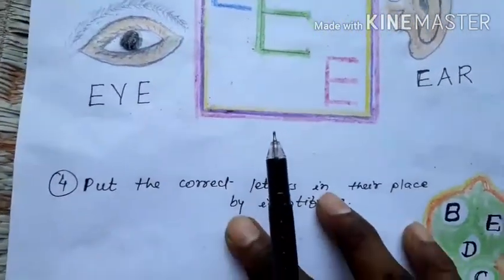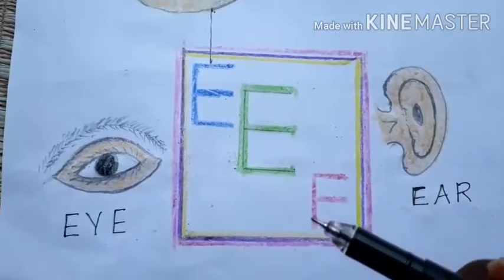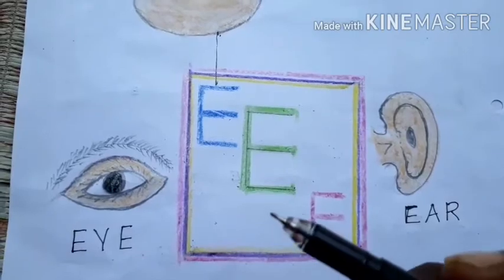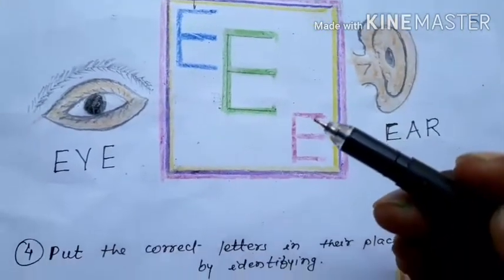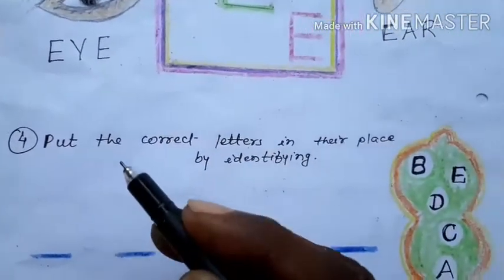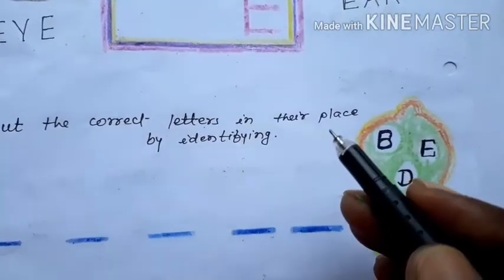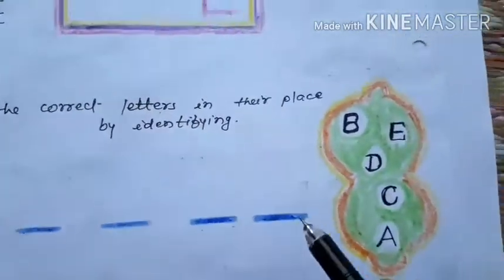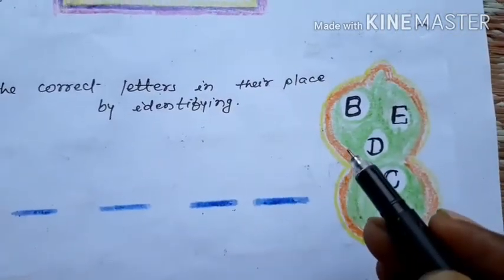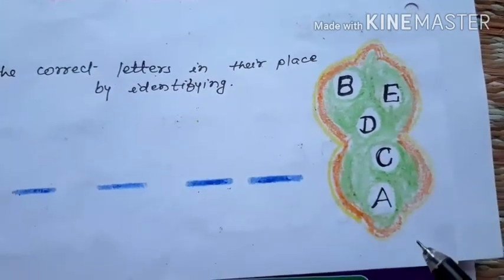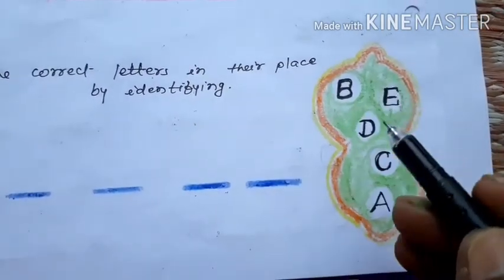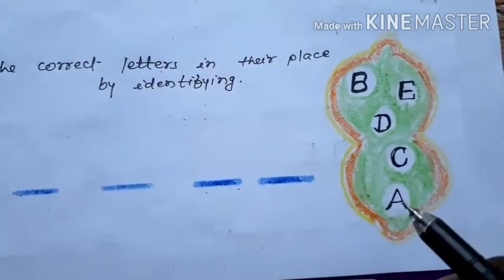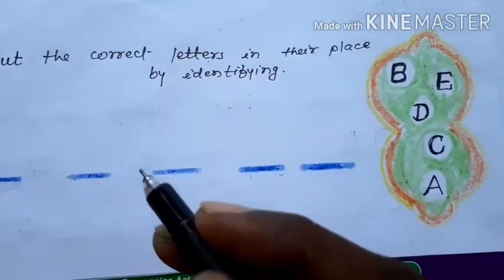Now from this children understand letters with their pictures very easily. Put the correct letters in their place by identifying. Here now some gaps are given, and just beside here one picture is made in which some letters are scattered. Now they have to put each letter properly.